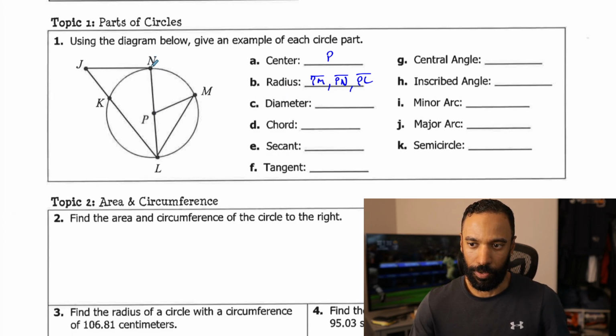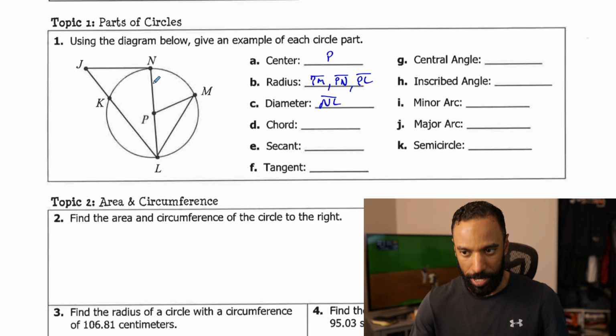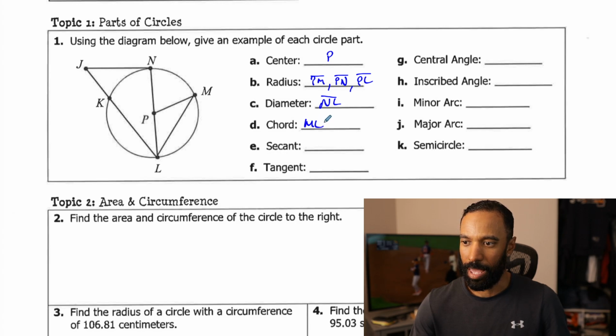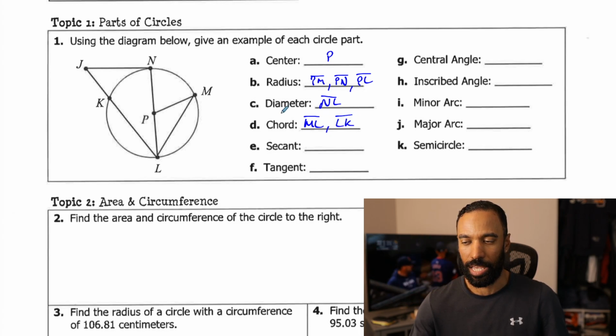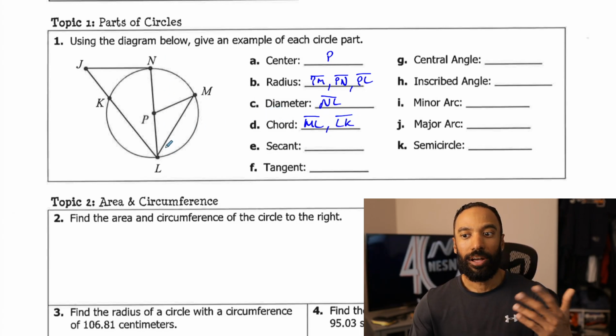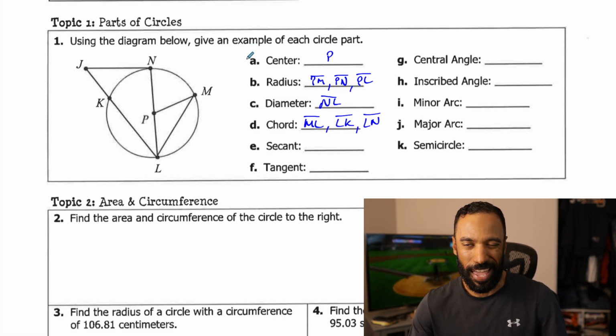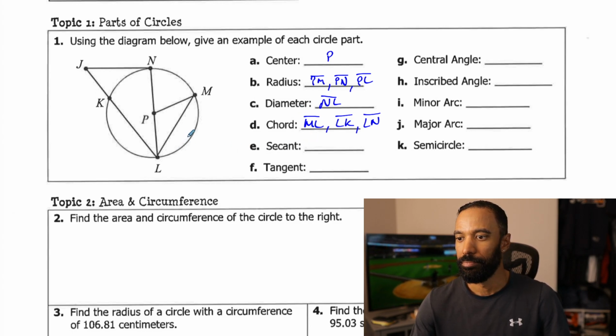Diameter, let's focus on this one right here from N to L, and it is a segment as well. It goes through P, it's a diameter. Chord, let's do one that's unique, like ML, from M to L. We could also do L to K. I know that there's more to that, but let's just add that one. Remember, make sure you're putting segment bars as long as it has endpoints. L to N is also, I'm just going to add that. That was our diameter. It is a chord. It says give an example. I'm giving multiple so you understand.